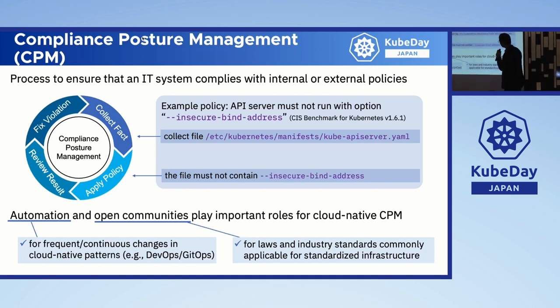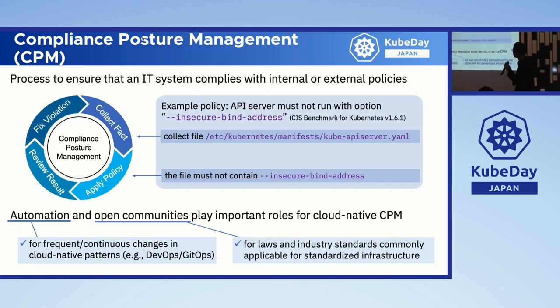The results should be reviewed by the compliance engineer, and then the violation should be fixed if this kind of violation is found. So in compliance posture management, it is important that automation and open community-based technology play important roles, especially for cloud-native compliance posture management. Why? Why does automation matter? As you may use cloud-native tools like DevOps and GitOps-based tools, they frequently or continuously change the IT system.